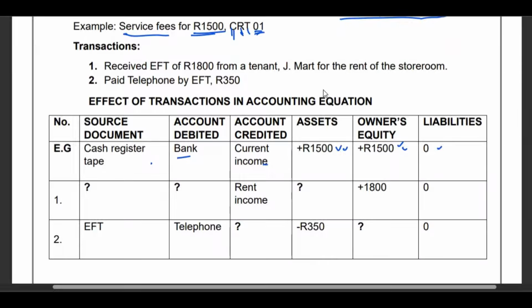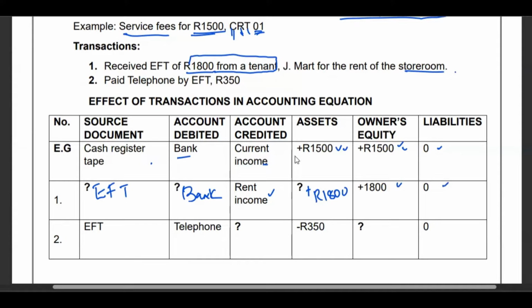And then transactions that were done, number one, you received an EFT of 1.8 from a tenant. And what's the name of the tenant? JMart, for the rent of the storeroom. So how are we going to register that? So under the source document, we shall say that is an EFT. And then the account debited is going to be the bank because it's an EFT into the bank. And then the account credited is the rent income. And how much is it? It's a positive 1.8. Owner's equity is still 1.8 and then 0 liabilities.